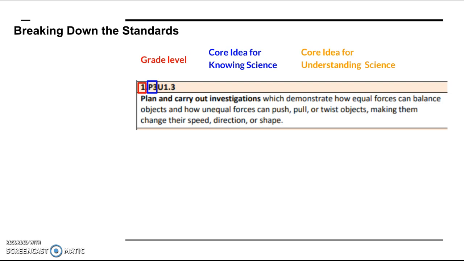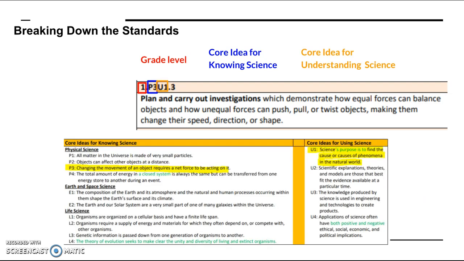The letter P indicates physical science. The third part of the code is for the core idea of understanding science. So this standard was written at the intersection that's highlighted in the chart. Students are basically looking at the cause of phenomenon in the world through the lens of net forces.